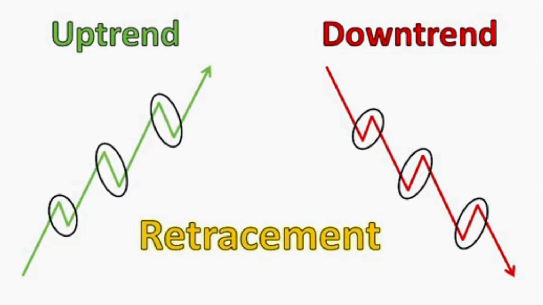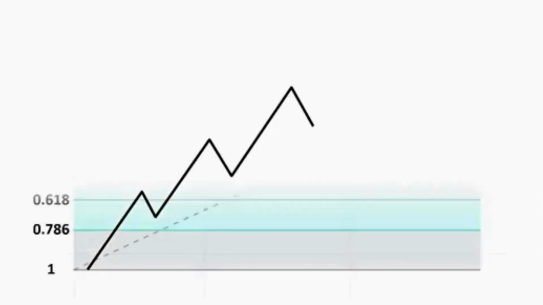Let's see how this tool actually works. You can see here there is a price which is in an uptrend, and right at the top the price is retracing down. So what we will do here is connect the low which is made by the main trend and the highest point in the main trend using the Fibonacci tool.